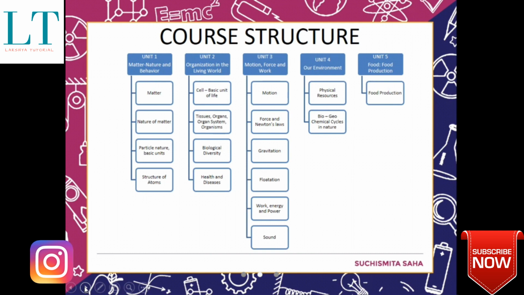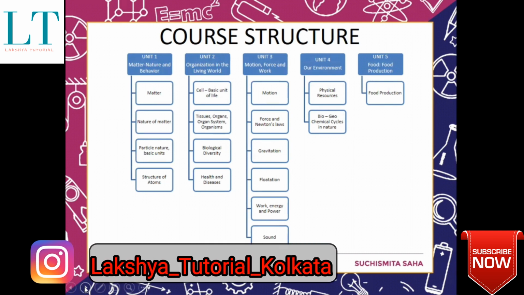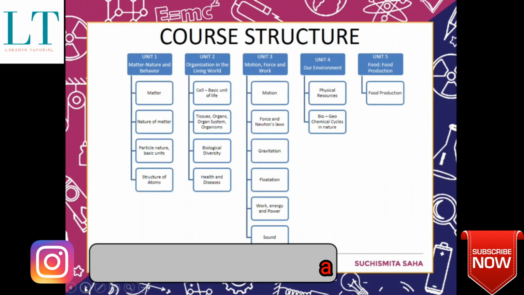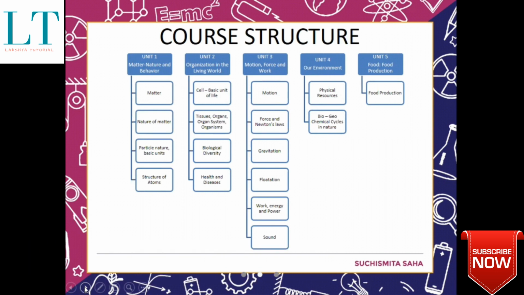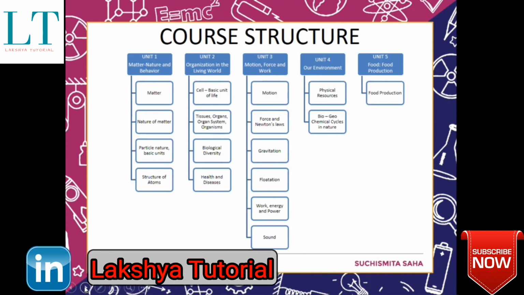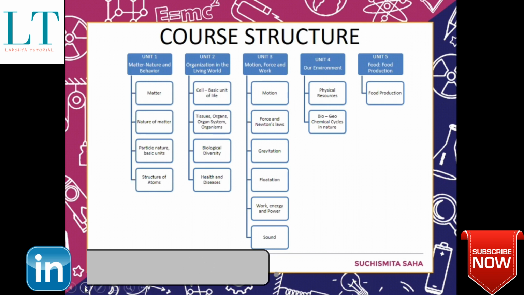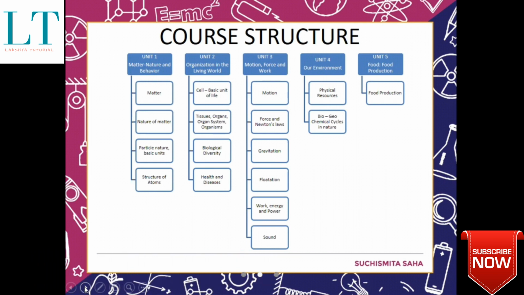The first unit is about matter, its nature and behavior, under which we have the chapters: matter, nature of matter, particle nature, basic units, and the structure of atoms. Then the next unit is organization in the living world, in which we have the cell, the basic unit of life, tissues, organs, organ systems and organisms, biological diversity, health and diseases.